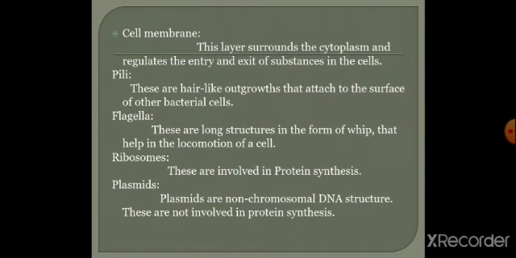Then flagella. These are long, whip-like structures that help in the locomotion of a cell. By means of flagella, the cell moves from one place to another. Next one is ribosome. Ribosomes are involved in protein synthesis. Actually, protein synthesis happens in the ribosomes. Ribosomes play a major role in the cell.